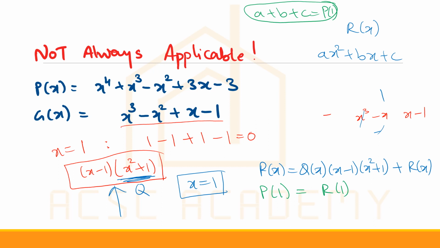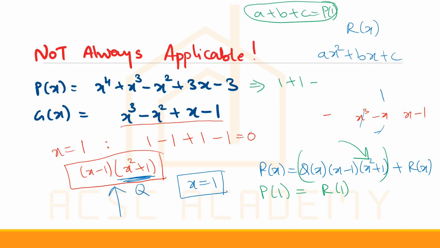So that is the only equation that we can get. There is no other value that we can substitute for eliminating this term over here, because the second factor does not have any real root. So here we will simply be able to arrive at a relation that a plus b plus c is equal to p of 1, which is, what is p of 1?